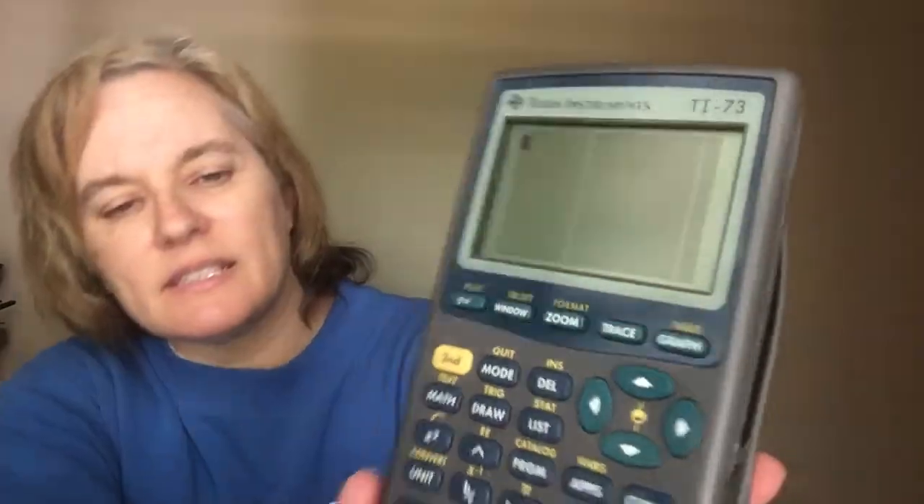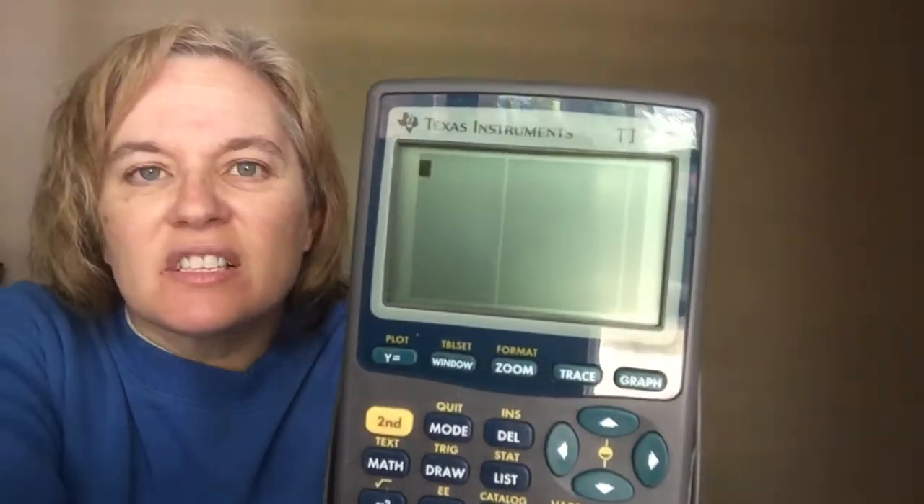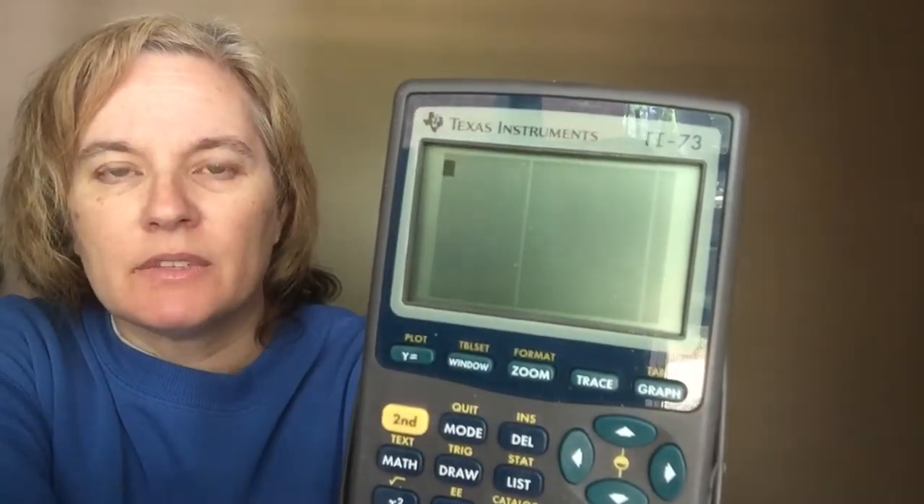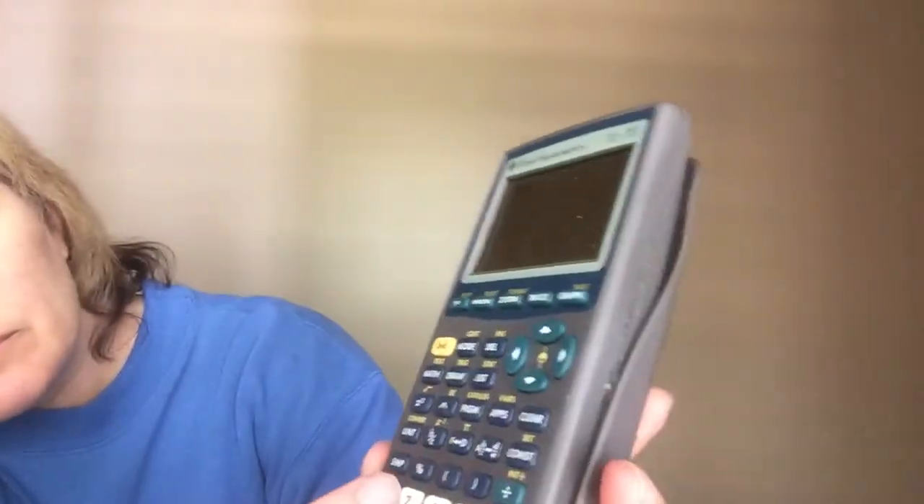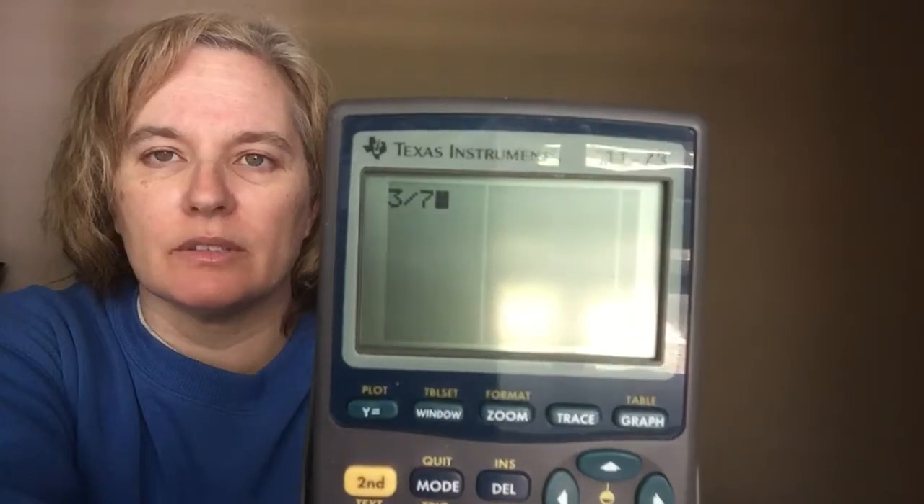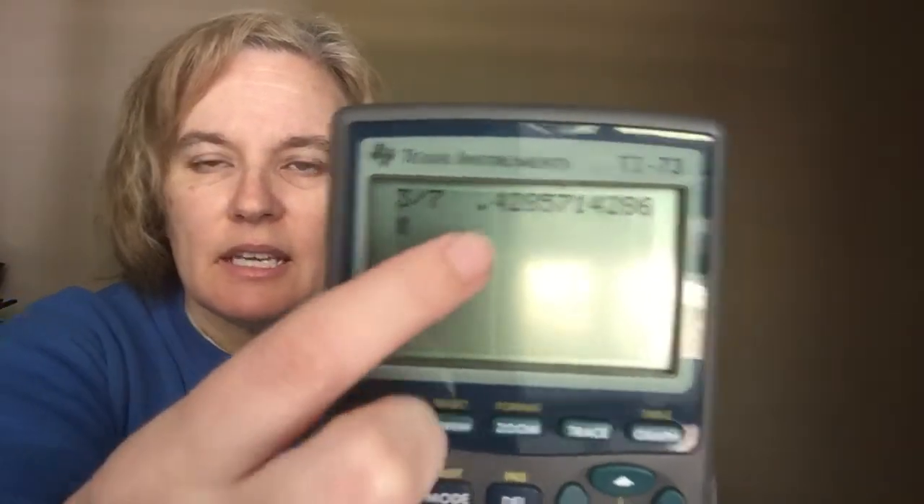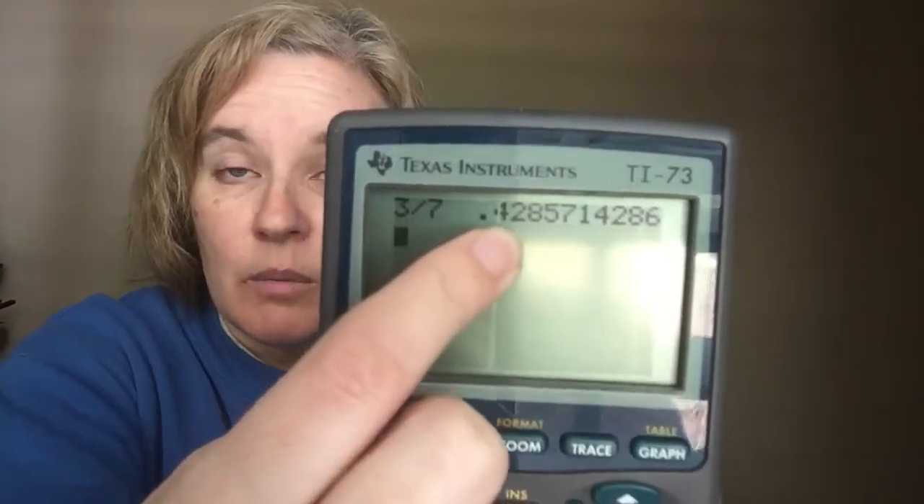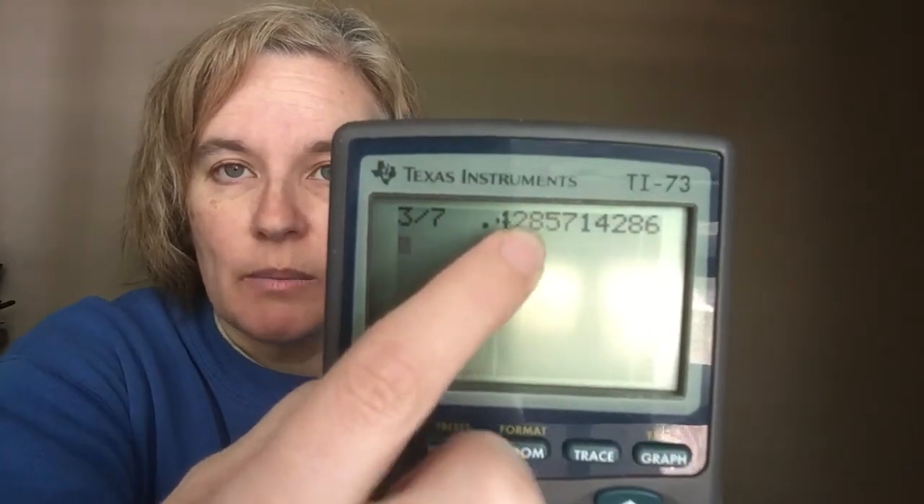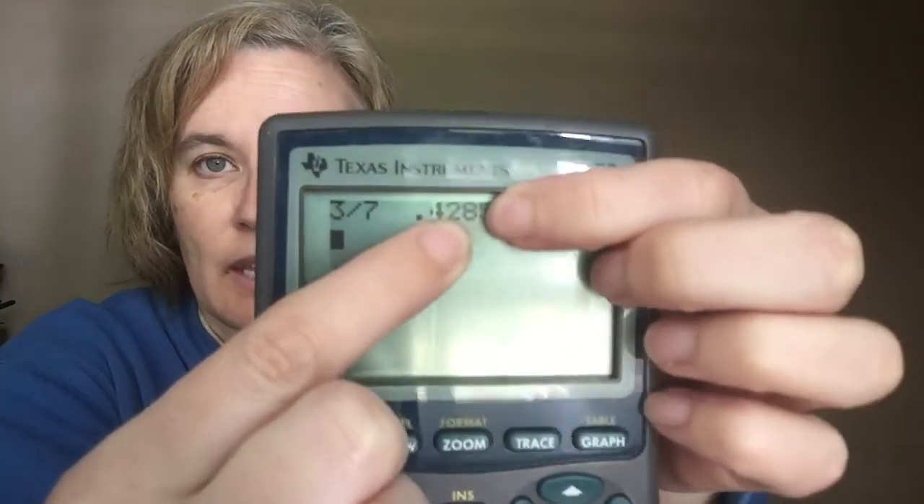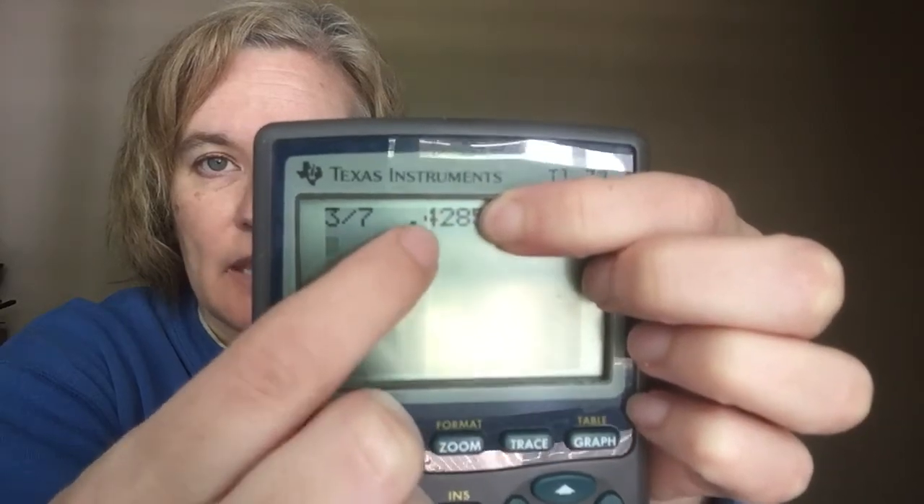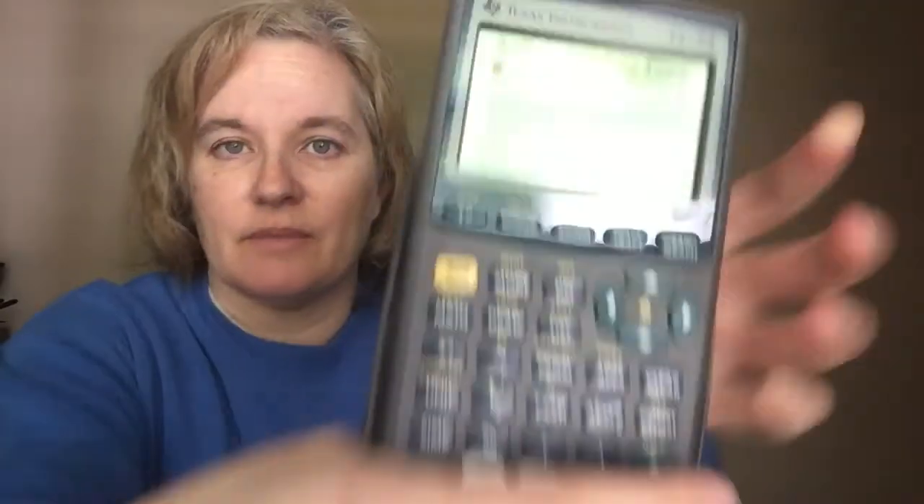I can do that for any fraction I want. Let's just say 3/7. Let's figure out what that percent is going to be. So we're going to say 3 divided by 7. Now see here, I got a big long number. But remember, I only need 2 decimal places. So I'm going to look at the third one. It's an 8, so I'm going to round up, and this would be 43%.